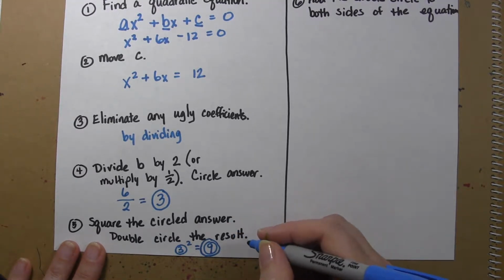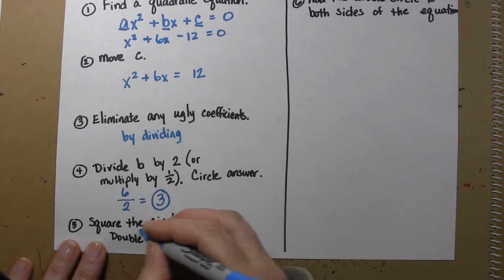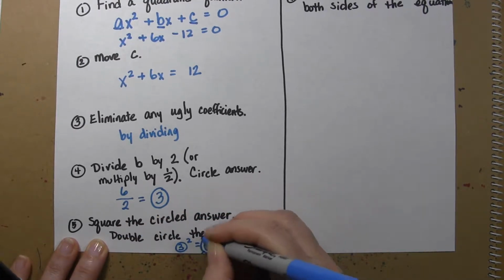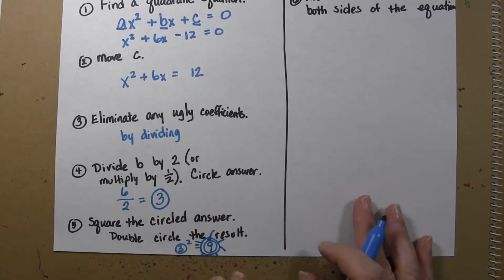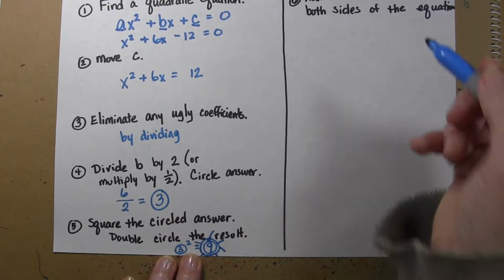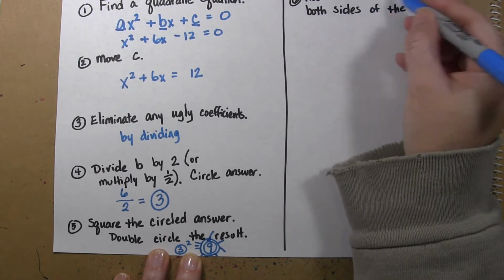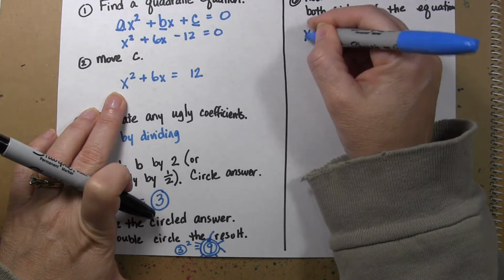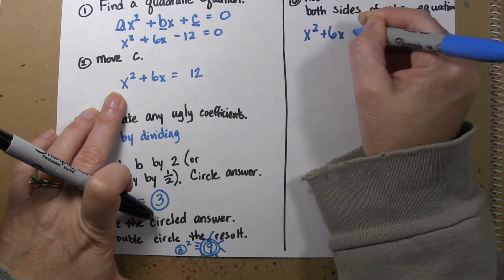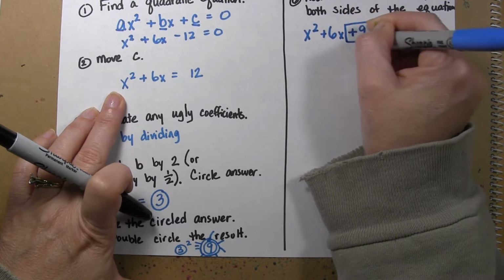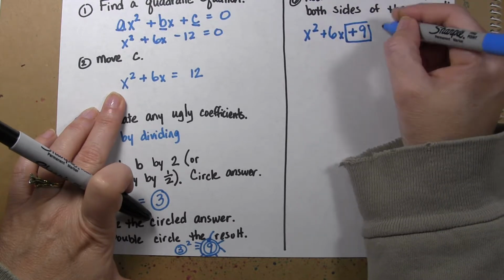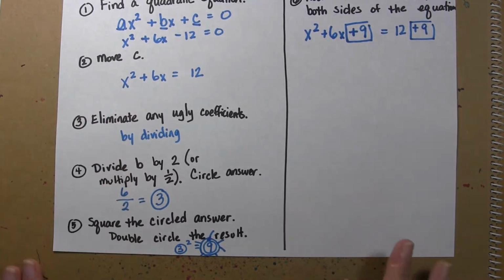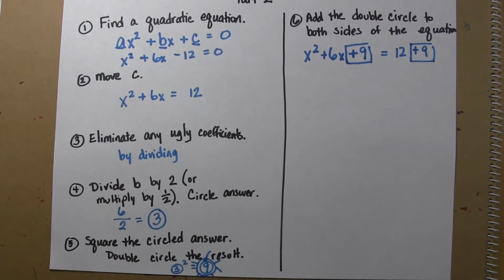Or you can sun the circle. You know, you can do the little, I like this method actually. Okay, so you double circle the result, and then you add the double circle to both sides of the equation. So the equation is x squared plus 6x plus 9 now, that's our new addition, equals 12 plus 9. That's our new addition. Okay, that's what we've done so far.